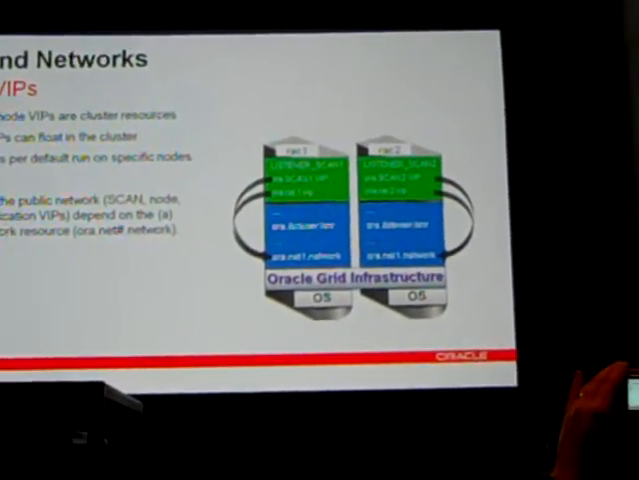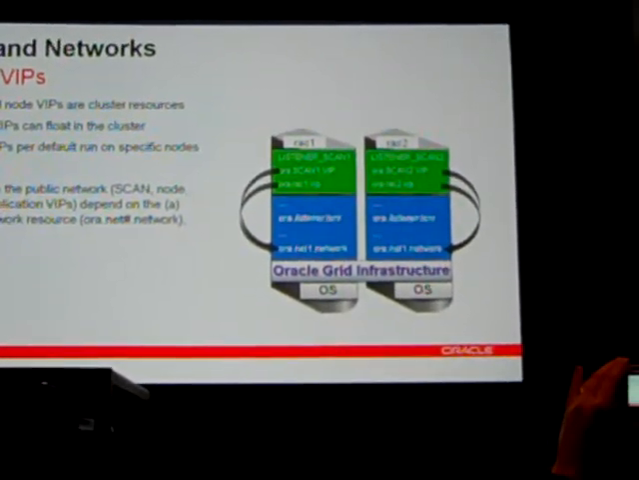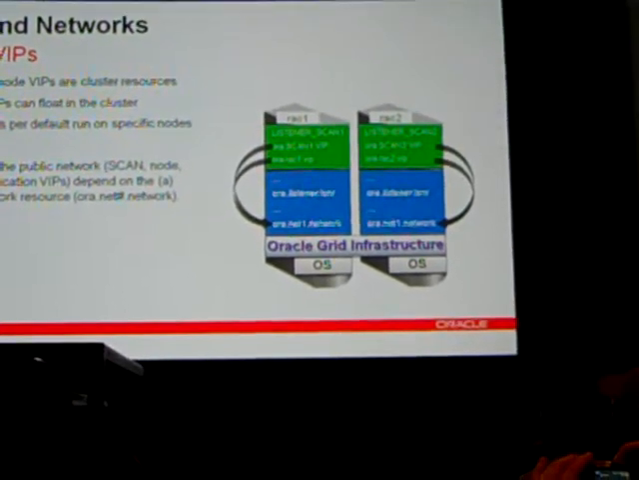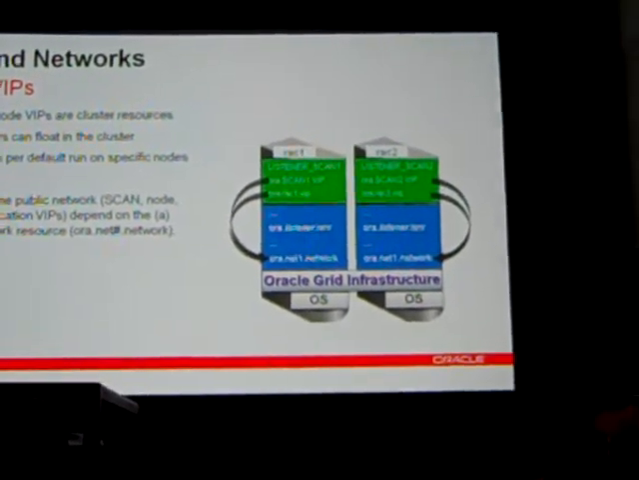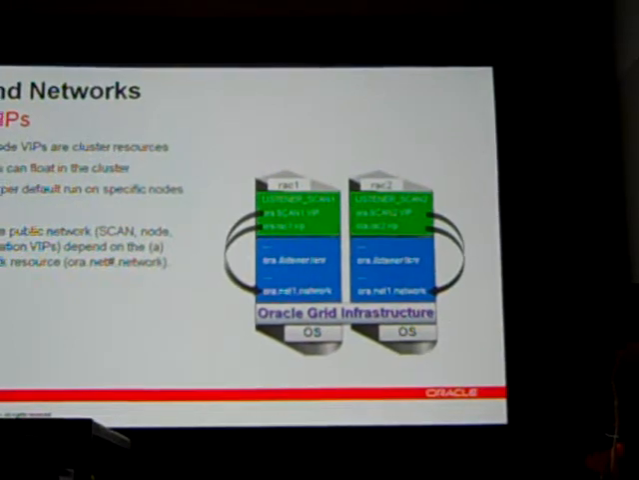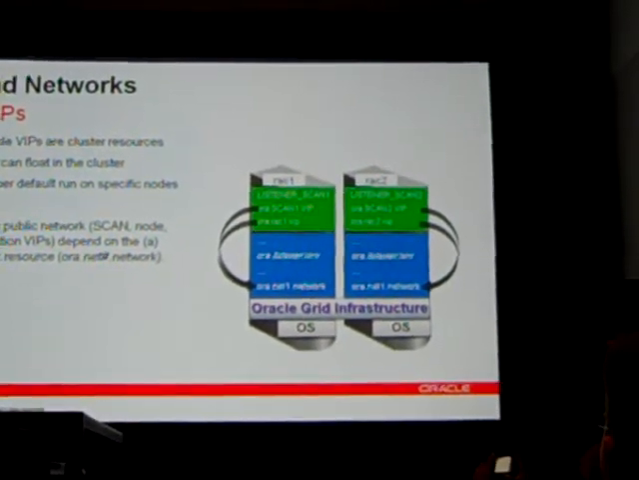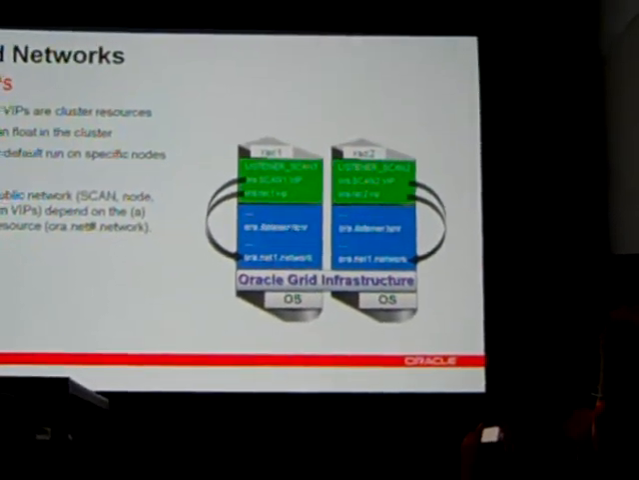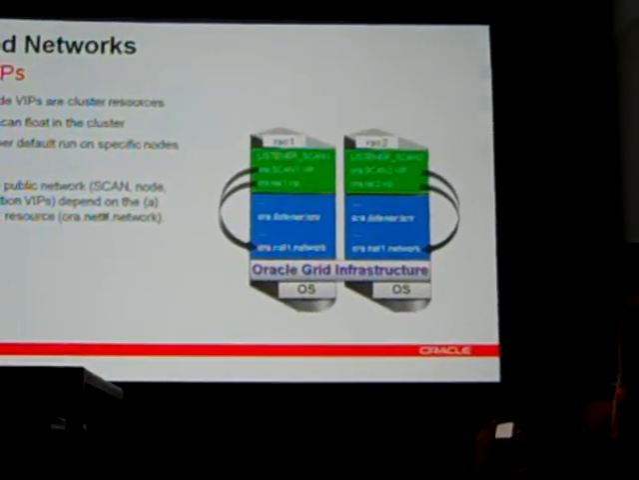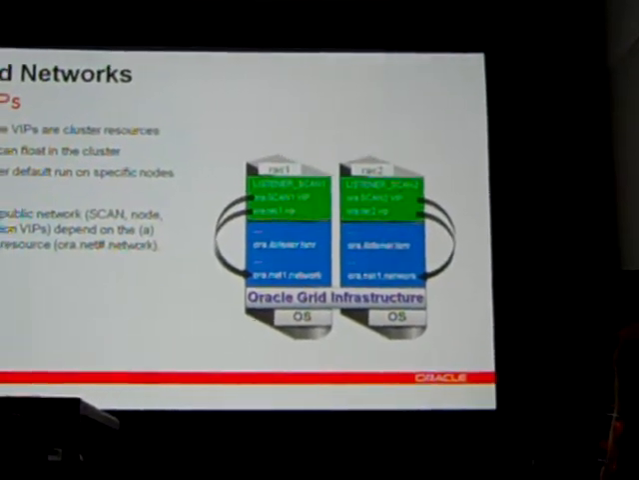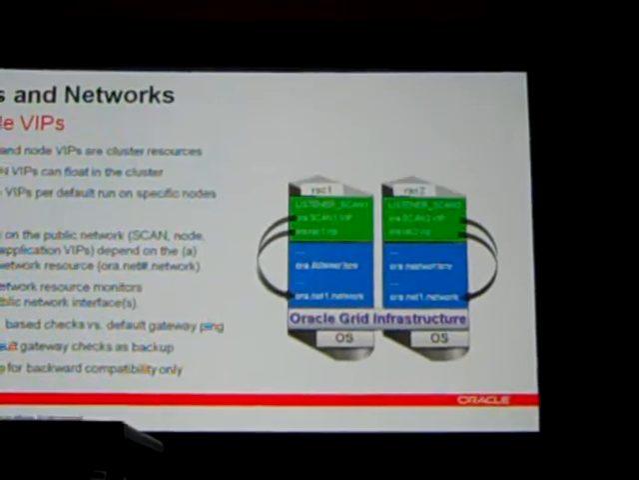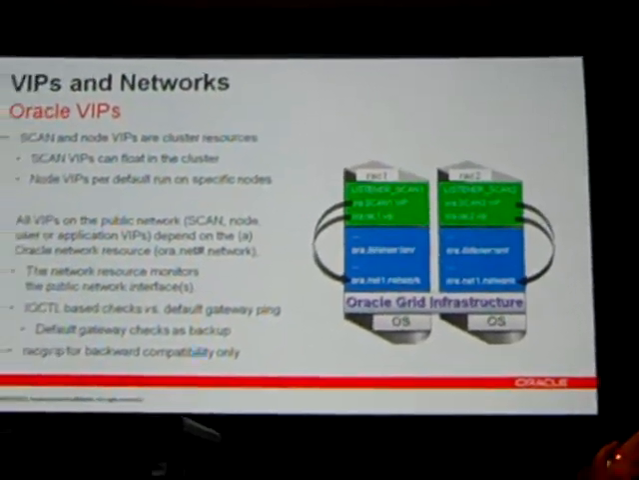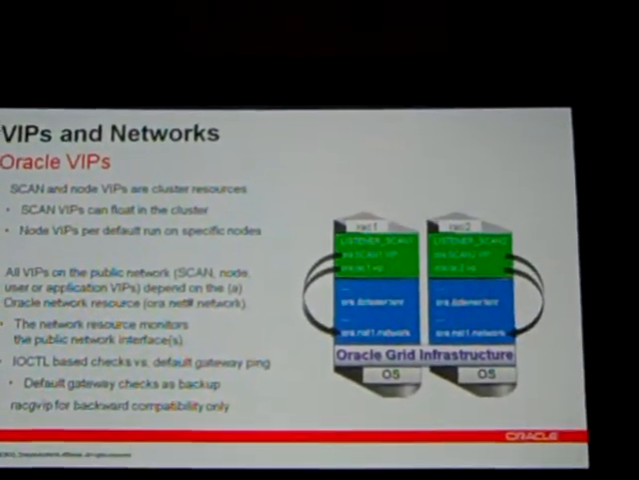And that remains in 12c. All VIPs on the public network, SCAN, node VIPs, or if you wish to create them, application or user VIPs, will still depend on the network resource. So the dependencies are outlined here in the picture, and this was part of last year's presentation that you will find online. The network resource has the main purpose of physically monitoring the network interfaces on the server.